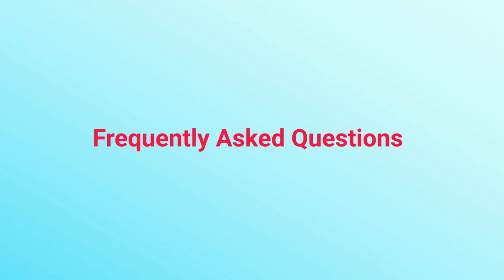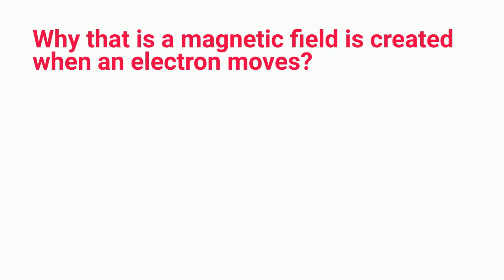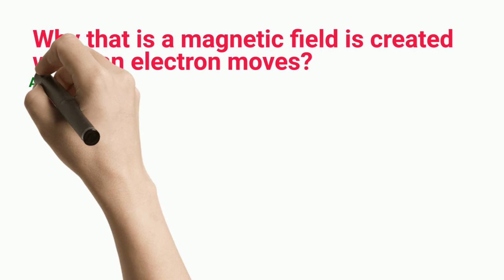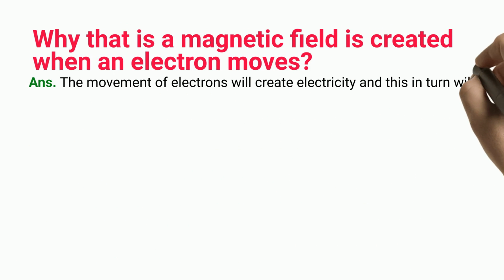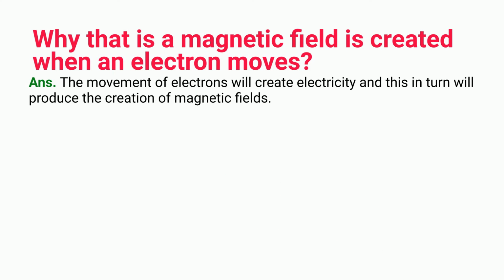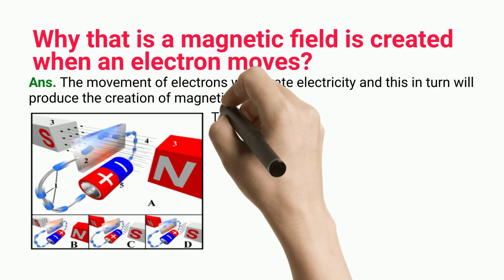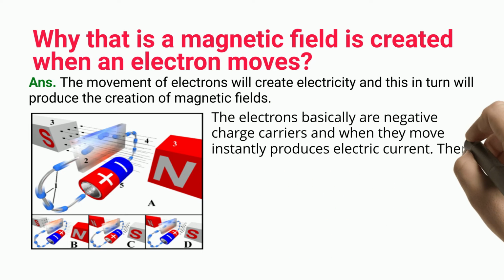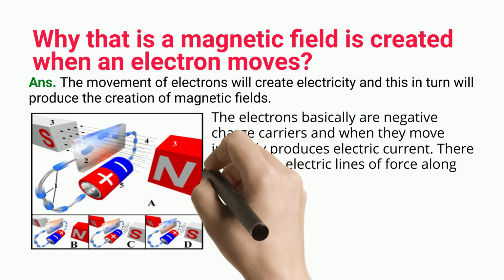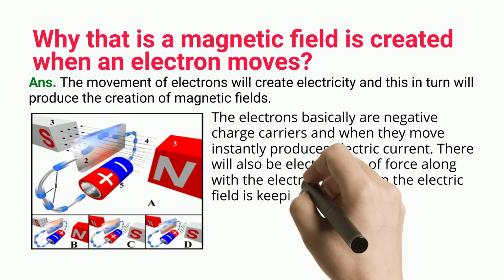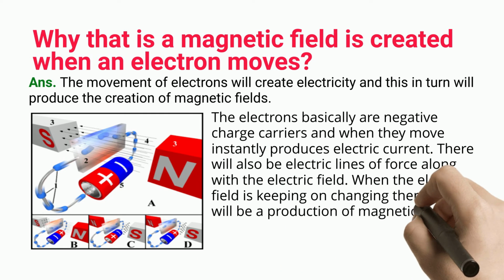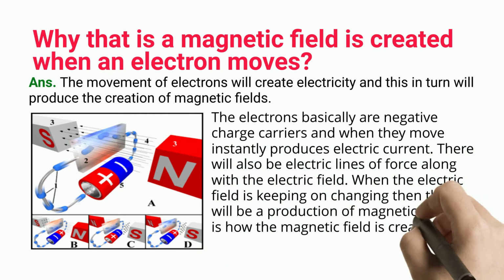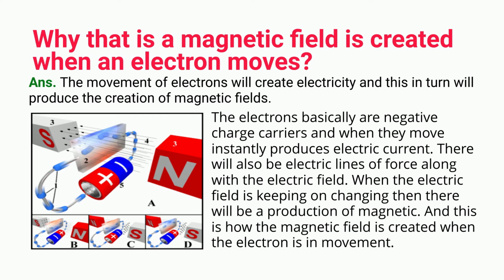Frequently asked questions. Why is a magnetic field created when an electron moves? The movement of electrons will create electricity, and this in turn will produce magnetic fields. The electrons basically are negative charge carriers, and when they move they instantly produce electric current. There will also be electric lines of force along with the electric field. When the electric field keeps on changing, then there will be a production of magnetic field. And this is how the magnetic field is created when the electron is in movement.